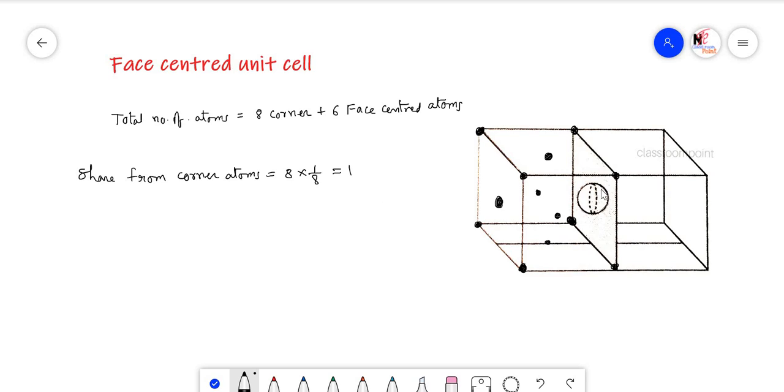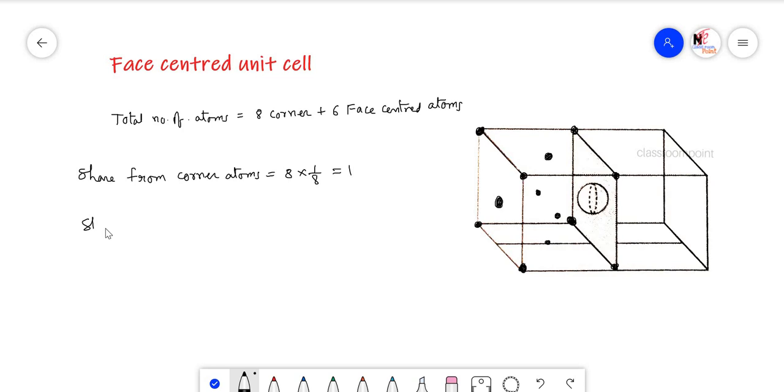And what about the face center? A face is always shared between two unit cells. See here, this is the face center atom on the right-hand side face. Now if you attach one more unit cell to this existing unit cell, then automatically this particular atom is shared between the two unit cells. Means its contribution towards each unit cell is half. 1/2 belongs to this side and 1/2 belongs to that side.